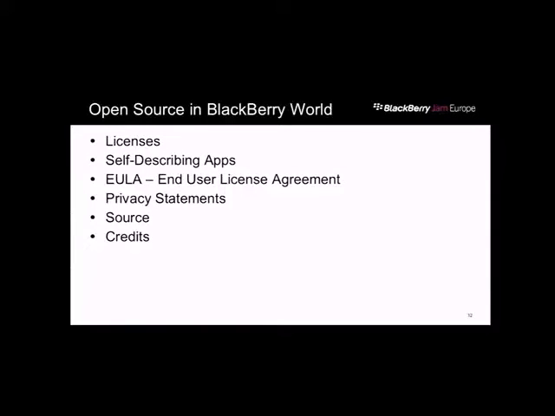So the key components here are the different licenses the applications are going to show on the app world. The EULA is the end user license agreement that has to be shown whenever you start using an application. Then many applications also require privacy statements. We haven't started doing too much of that one, but in general it's a good idea. And then the source and the credits.